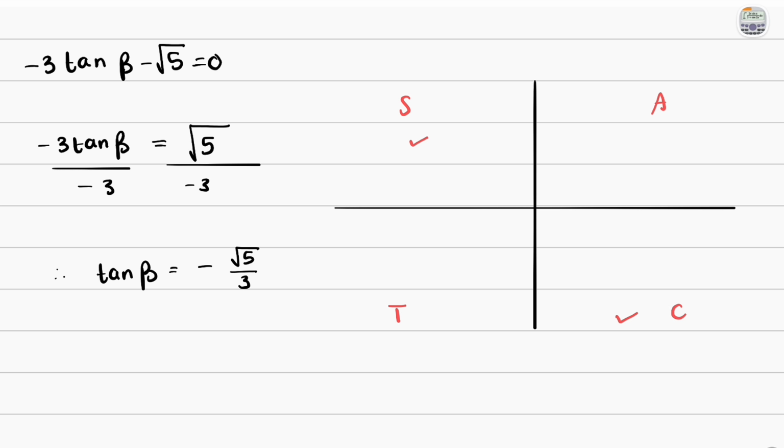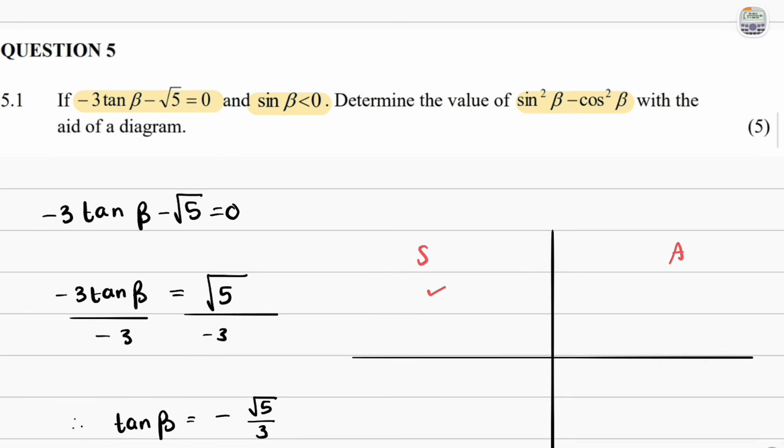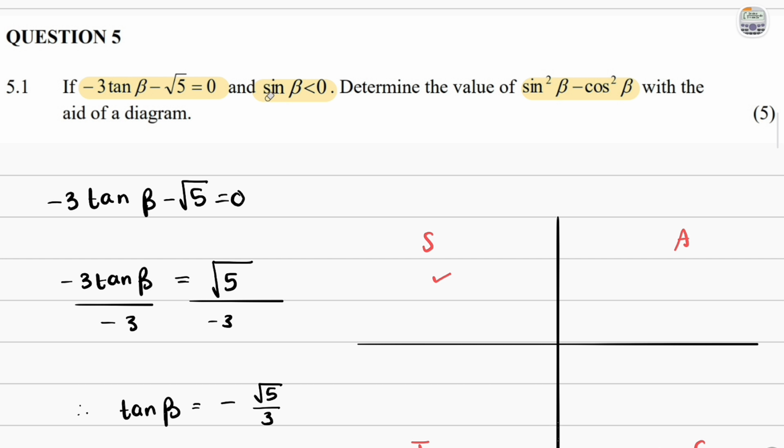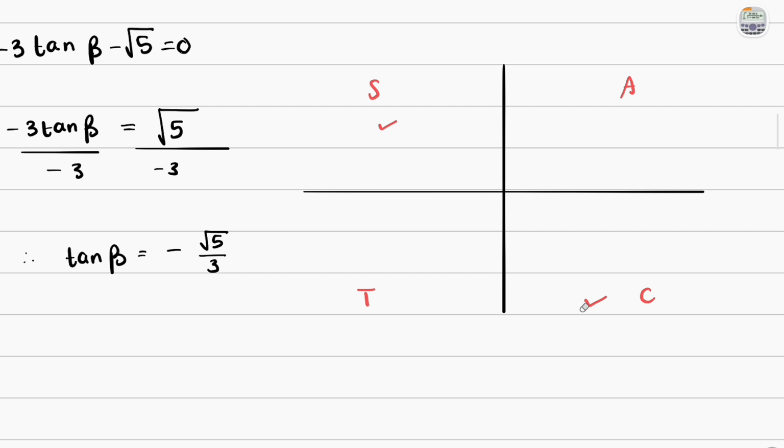Okay, tan wouldn't be positive in any of these. But then they also give us another piece of information, which is that sine beta is negative in this particular quadrant, less than 0. Between these two quadrants we have selected, where is sine negative? That would be in cos's quadrant. So in the fourth quadrant, and that's where our terminal arm will lie.